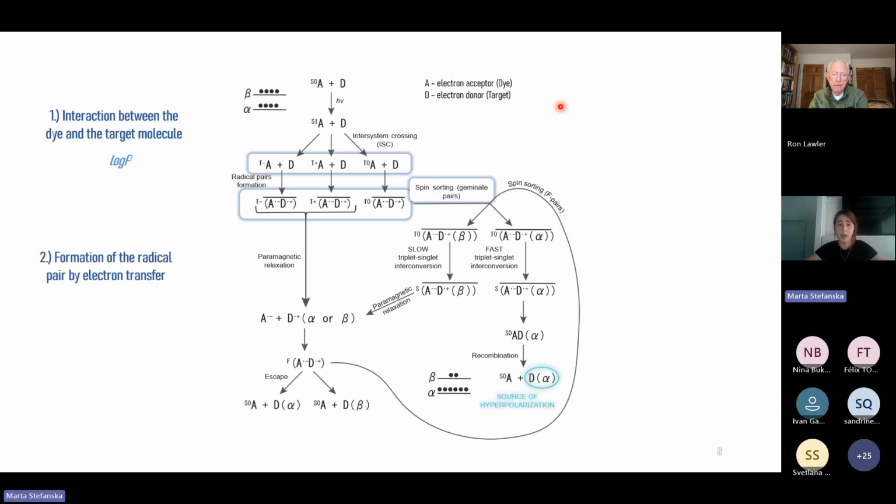And because of this, we can go to another step: the formation of spin-correlated radical pairs by an electron transfer process. And here I included a bunch of parameters related to electron donating properties because our target molecule is basically an electron donor.